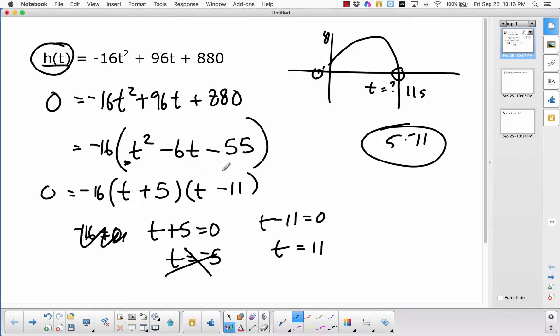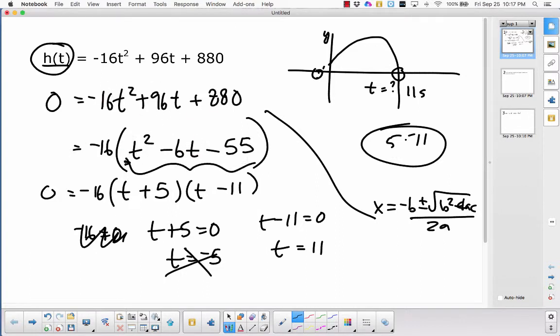Okay, hopefully that helps. Now, with this question, you could also have used the quadratic formula, I don't know if we've shown you that yet. We can use the quadratic formula to help us solve that too, if we don't know how to factor it. But we can take a common factor out. Once that's out, then hopefully you can factor what's left.